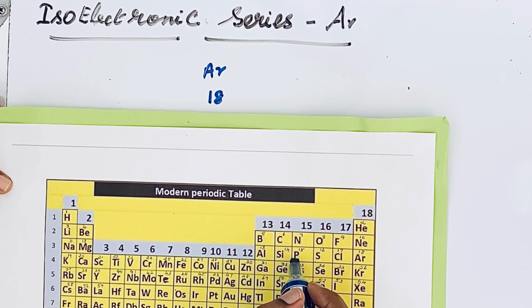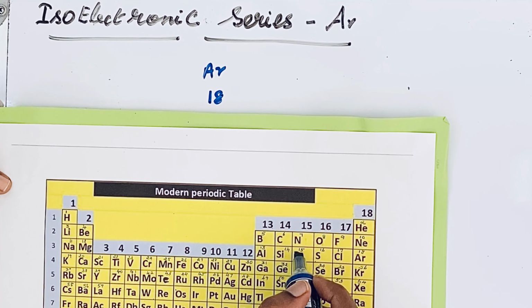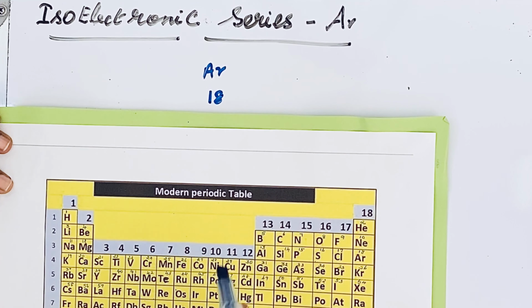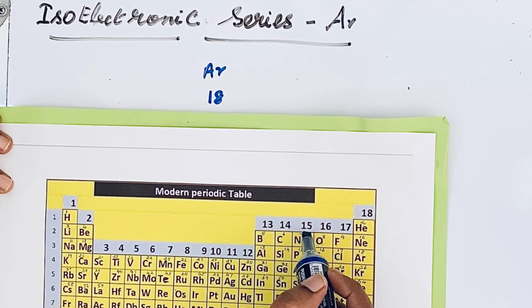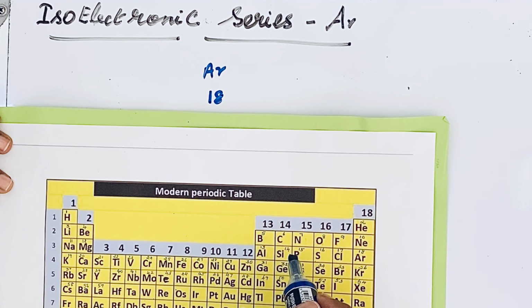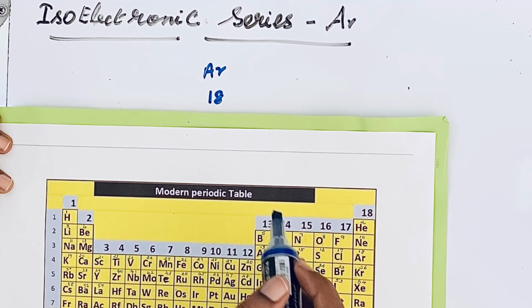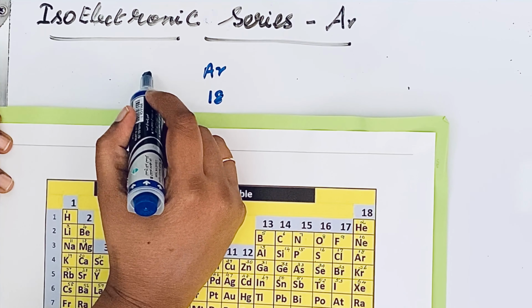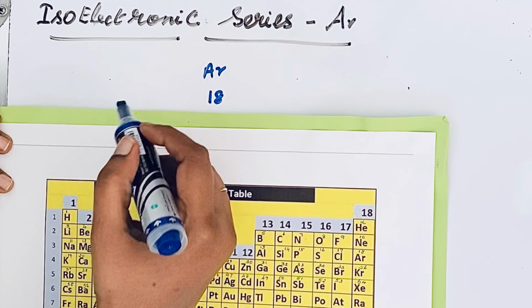So the phosphorus atomic number is 15, so it is in the 15th group. How many valence electrons are present? 5 valence electrons are present. To get the octet configuration, it needs 3 more electrons. That means phosphorus can form the P3 minus ion, because it is a non-metal and it gains electrons.